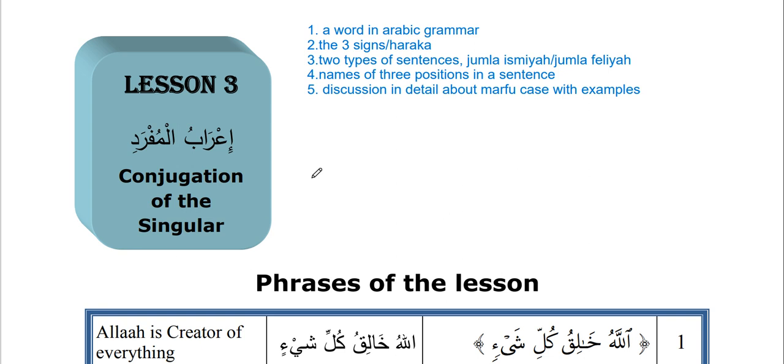Now we are on to the third lesson, which is only about the Arab, and we will learn about the three types of position in the whole Arabic grammar. And I'm going to touch a little bit on the word in Arabic grammar. Then, as you have already learned about the three signs or the three harakas, we say alama in Arabic, and two types of sentences, jumla ismiyah and feliyah. And as I told you, the three positions are marfu, mansub, and majroor. And we will discuss in detail only the marfu case with examples, and we have a lot of examples in this lesson.